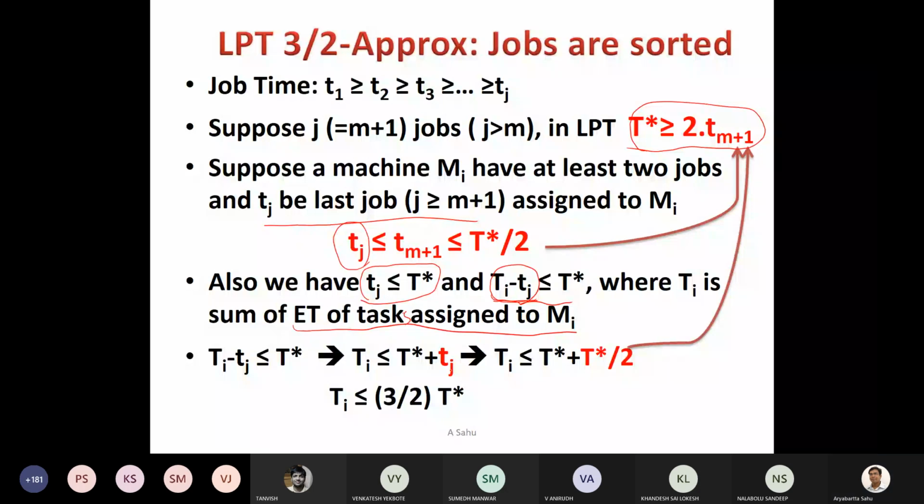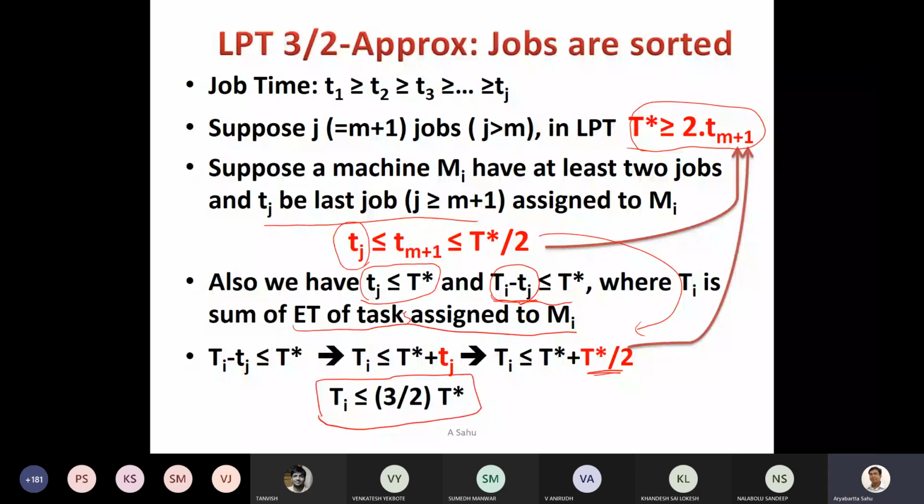So now Ti is less than or equal to T star plus T star by 2. So now Ti is less than or equal to 3 by 2 T star. So in this way we prove it is a 1.5 approximation. 3 by 2 is a 1.5 approximation.